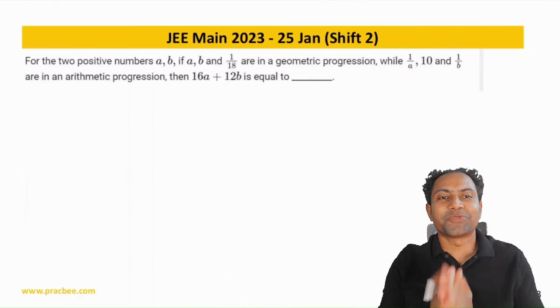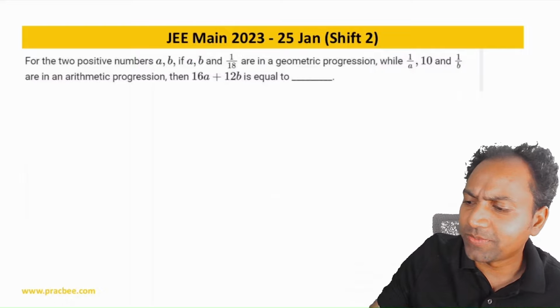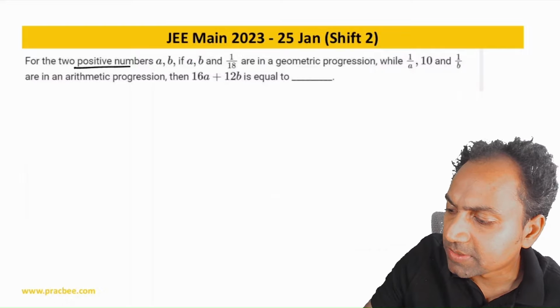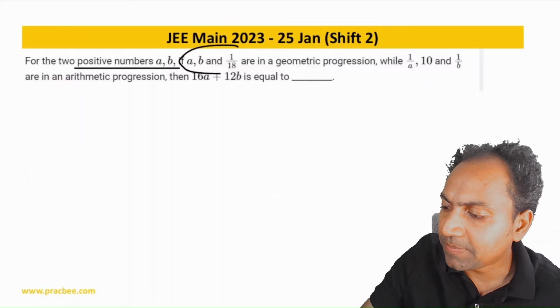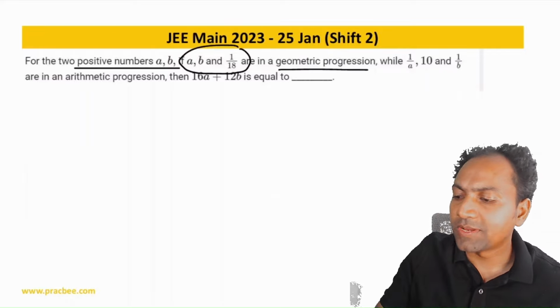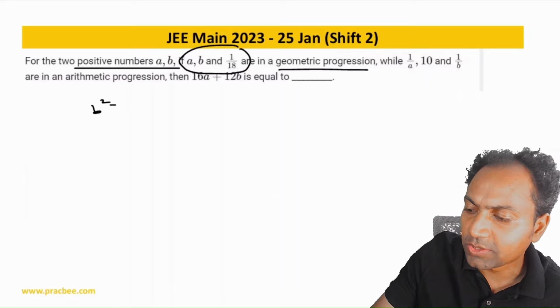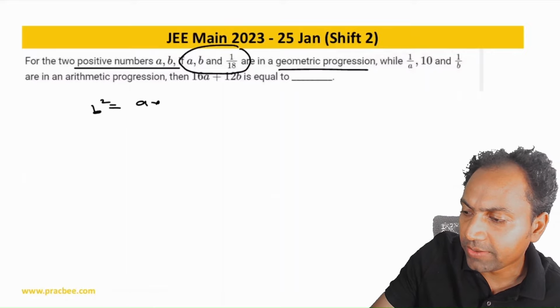Now this next question is very interesting. Let us look into it. It talks about two positive numbers A and B, and it has been given that A, B and 18 are in GP. So if three numbers are in GP, we can write B square is equal to AC. So B square is equal to A into 18. This is the first condition.